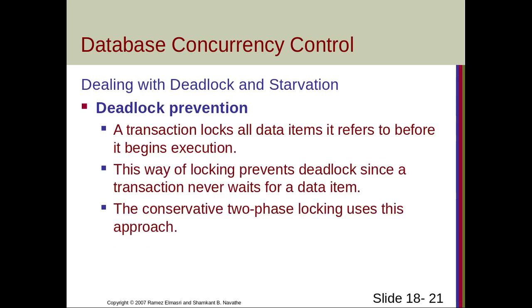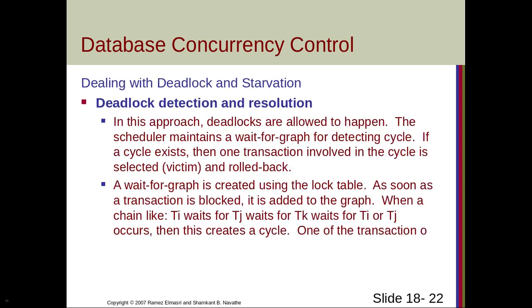So how can deadlock be prevented? A transaction locks all data items it refers to before it begins execution. This way of locking prevents deadlock since a transaction never waits for a data item. The conservative two-phase locking uses this approach. That means whatever data items you want to process, you have to acquire all the locks before the start of the transaction. Okay, that is deadlock prevention.